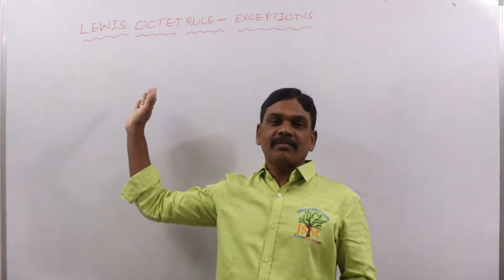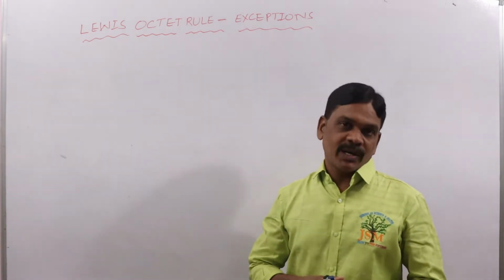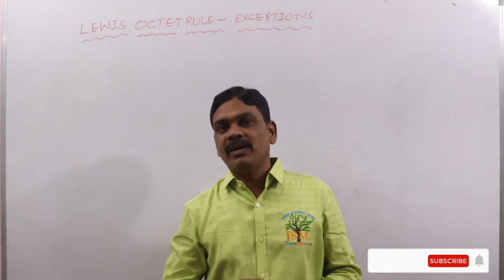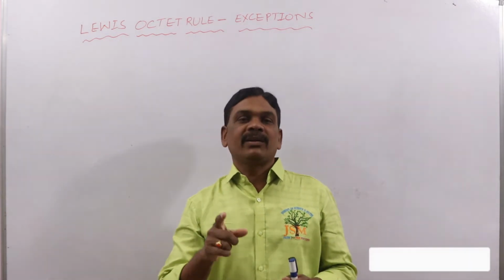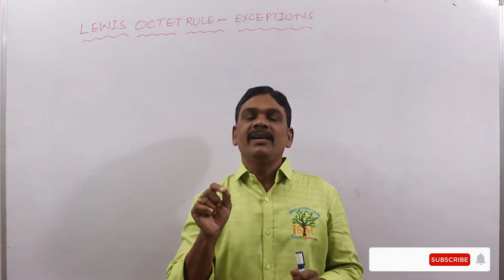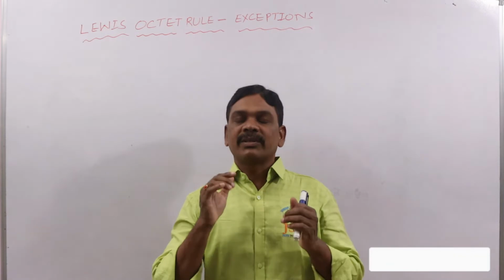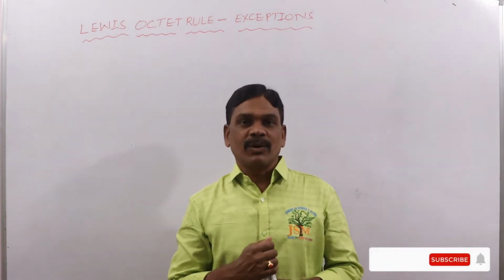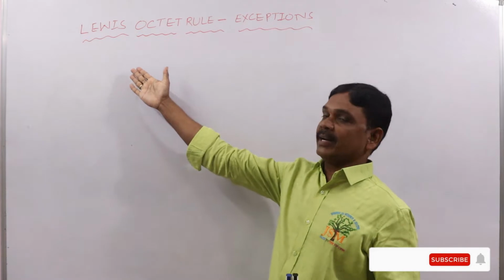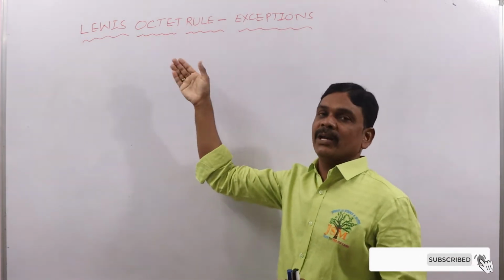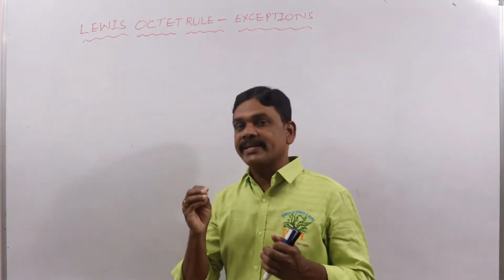In the previous session we completed the Lewis octet rule. So what is the Lewis octet rule? In the formation of a molecule or a compound, every element is trying to get 8 electrons in its valence shell, or its outermost orbital. That is known as the Lewis octet rule. Now in this lecture I am going to explain the Lewis octet rule and its exceptions.